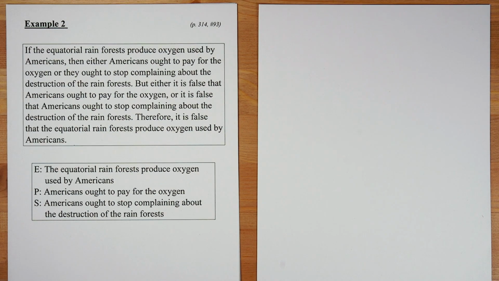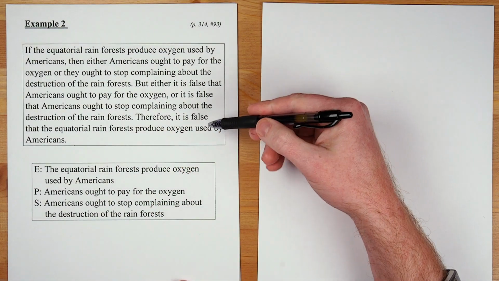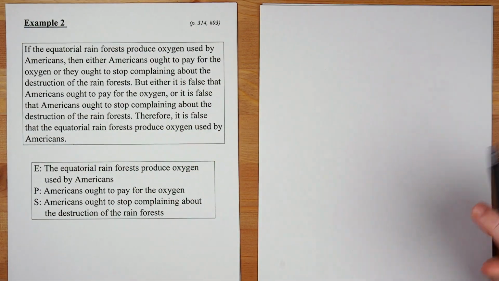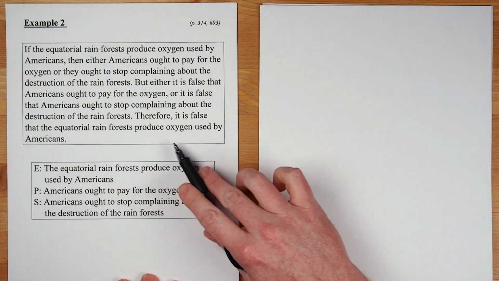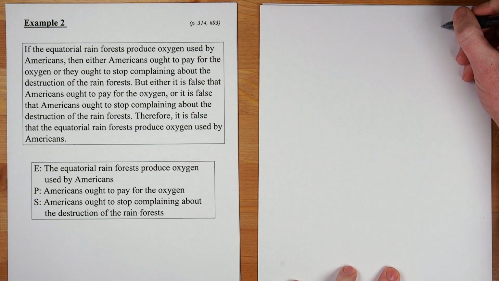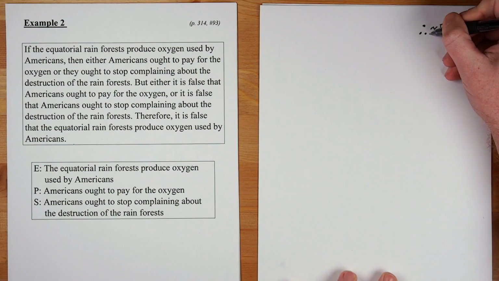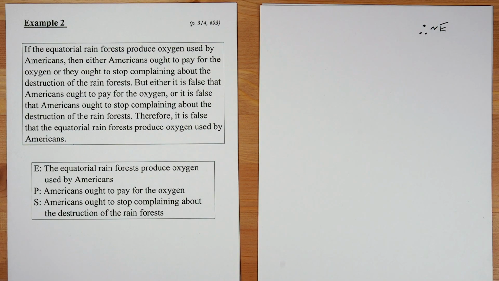Let's start with the conclusion. The word therefore clearly marks the last sentence as the conclusion. So let's replace the equatorial rainforests produce oxygen used by Americans. We'll replace that with E, and we'll turn it is false that into a tilde symbol to negate E. Now let's symbolize the premises.